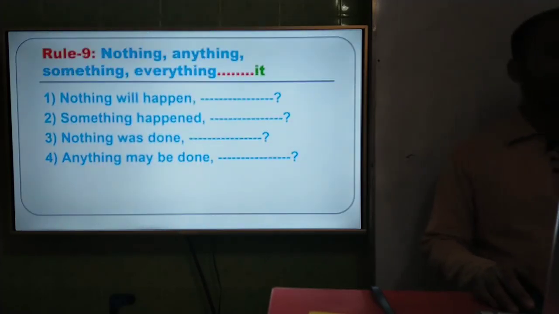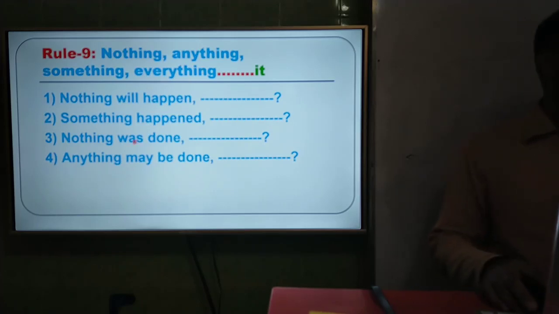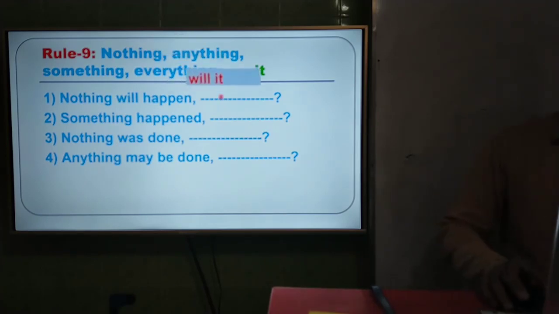Rule number 9: nothing, anything, something, everything. If we get these words in any sentence, we have to use "it" instead of these words. Here the first one, "Nothing will happen." Here the operator is "will", and "nothing" has been used, so this sentence is negative. The operator "will" will come here automatically, so the answer will be "will it". We can't use the negative form here because the sentence is in negative form.